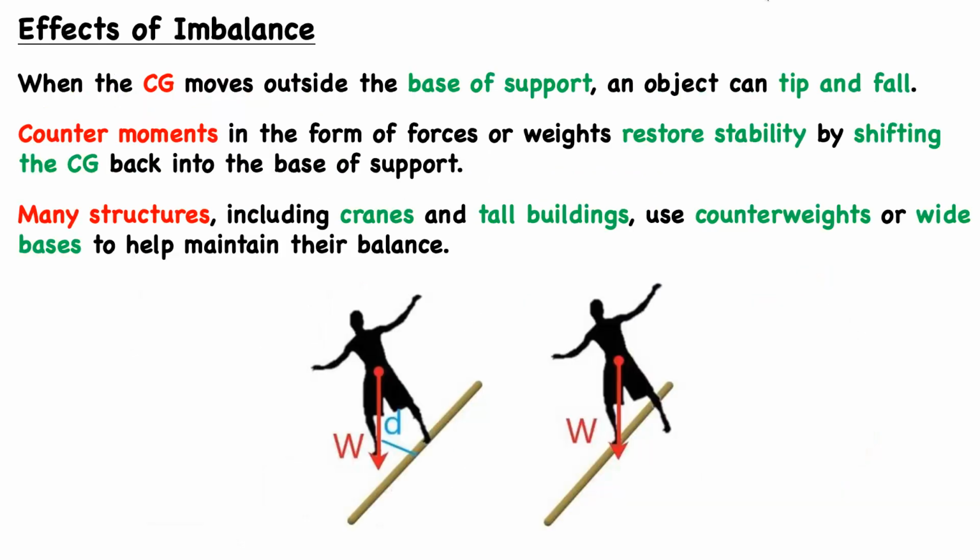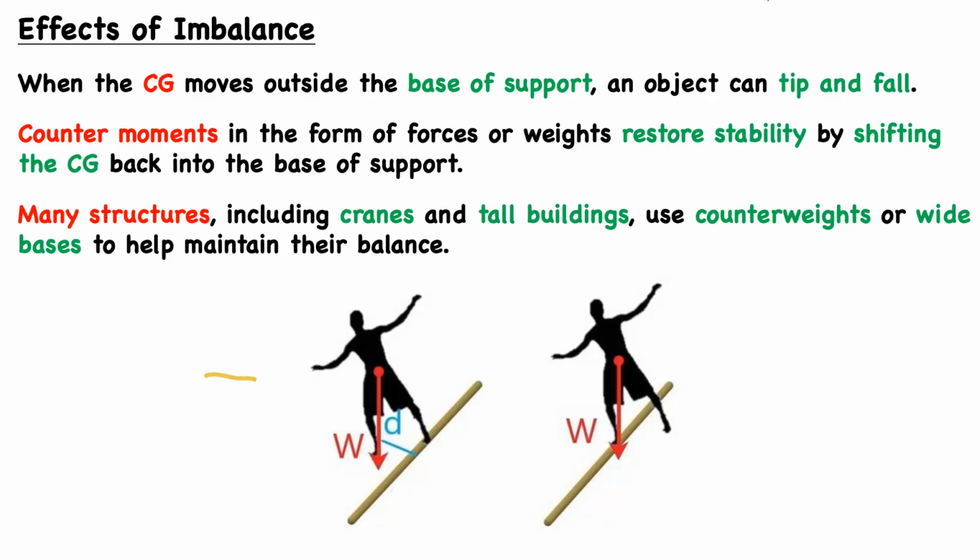So now let's talk about the effects of imbalance and what goes on when the center of gravity starts to move away from the base of support. Again, when the center of gravity does indeed move outside the base of support, this is when it can tip and fall. And when this happens, a moment is produced. Counter moments are moments that counter that initial moment, which are in the form of forces or weights, and restore stability by shifting the center of gravity back into the base of support.